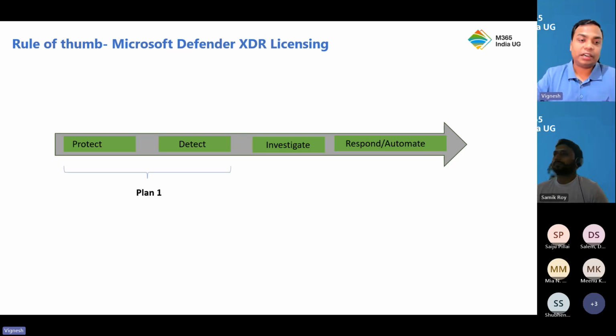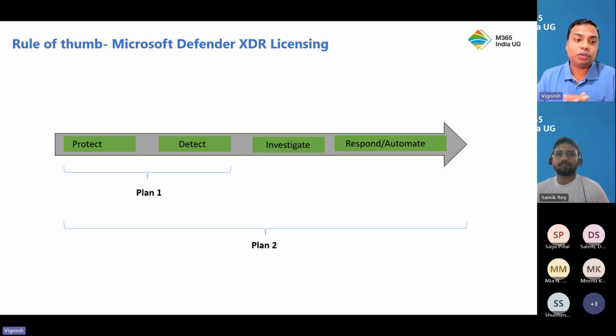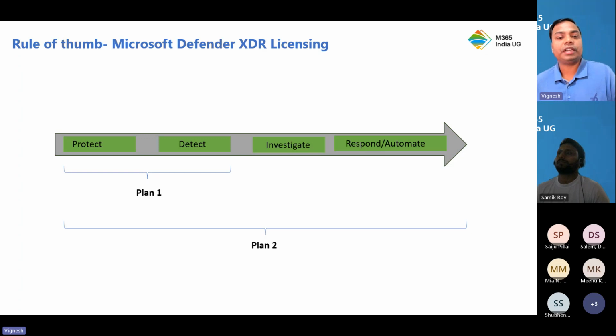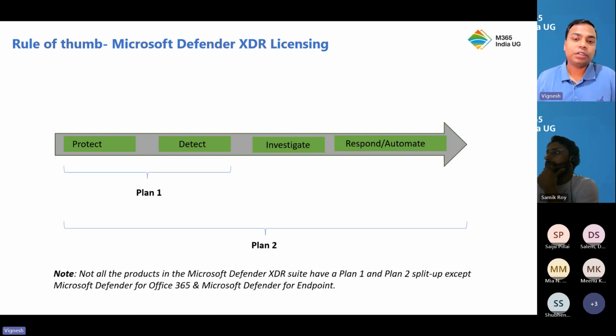The protect and detect comes with Plan 1. Any Microsoft Defender XDR product, it could be MDO, it could be MDE, the protect and detect comes with Plan 1. Then Plan 2 includes what Plan 1 offers, and on top of that, it also gives you the investigate and respond capabilities. As I said, this is the rule of thumb. Just make sure that you understand this properly, because only then will you understand how the capabilities are segregated for each and every product. And a quick note: not every single product within the Microsoft Defender XDR suite has a Plan 1 and Plan 2 split.